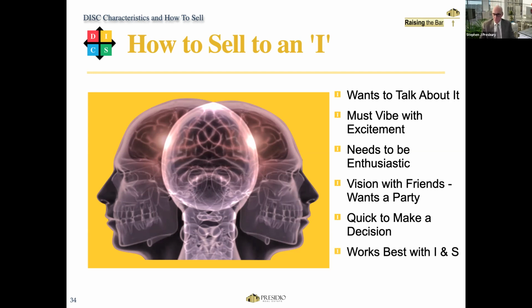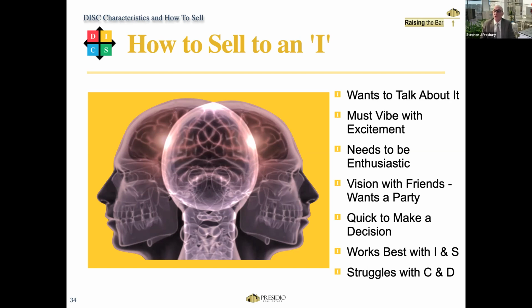They do work best with I's and S's. They might struggle with the D, because sometimes the D's want to move ahead a bit quicker, and sometimes they struggle with the C because they're too analytical. However, my eldest daughter is a total full-on I, nothing else. She's full-on I, and she married a full-on C. Okay, so opposites sometimes attract.